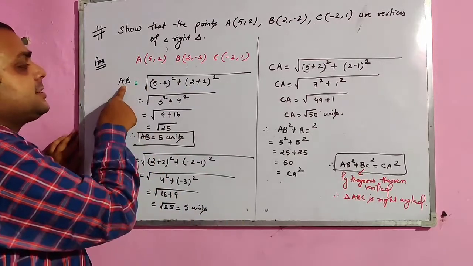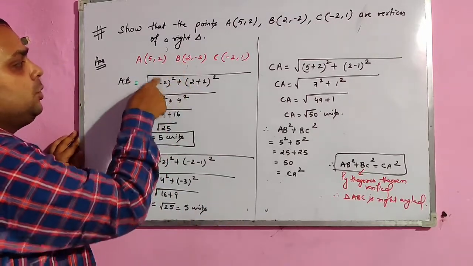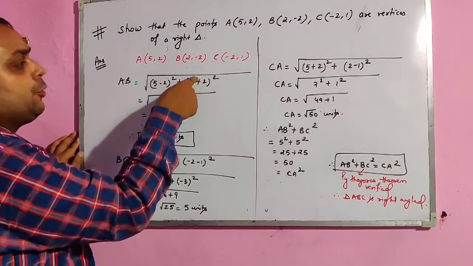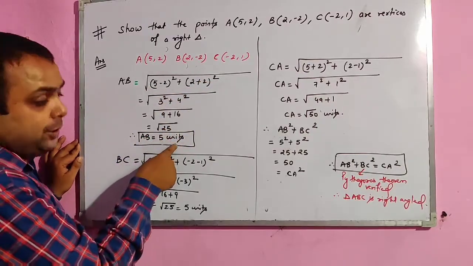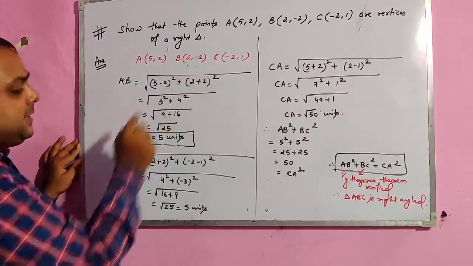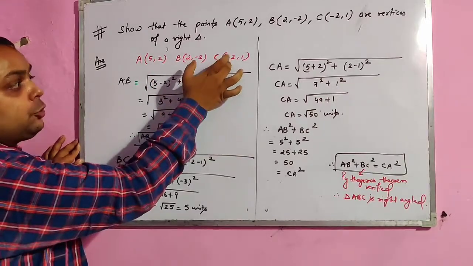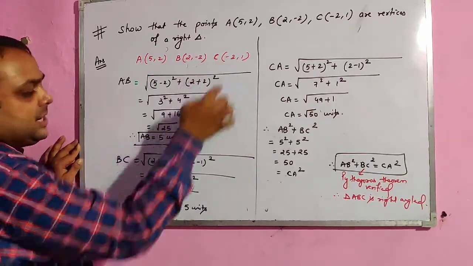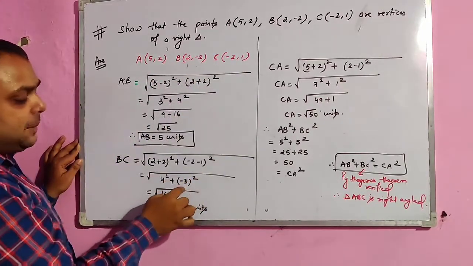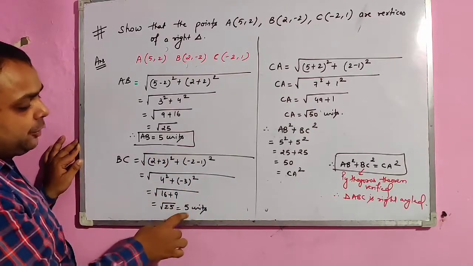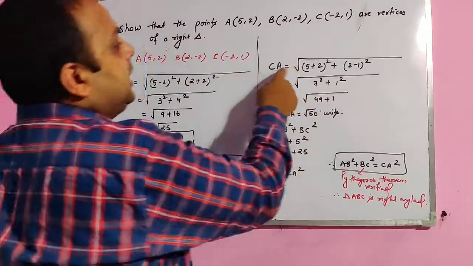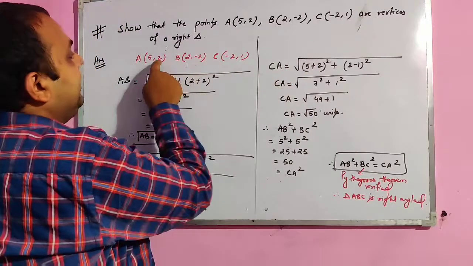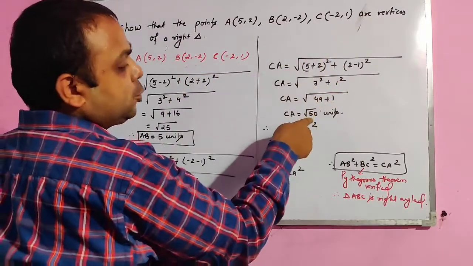I have calculated the distance AB, 5 minus 2, 2 minus of this already minus, so we have plus. Calculating, I get root 25, which is 5 units. Then I have calculated BC, 2 minus already, so we have 2 plus 2, minus 2 minus 1. So this is 4 square, this is minus 3 square. Calculating, again I got 5 units. And at last I have calculated CA, which is 5 plus 2 and then 2 minus 1. Calculating, I get root 50.